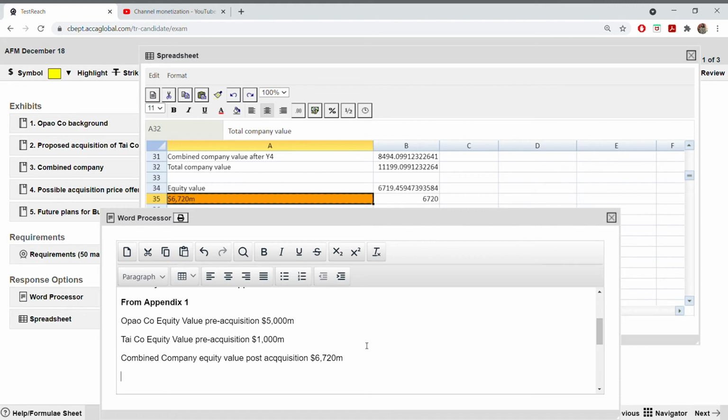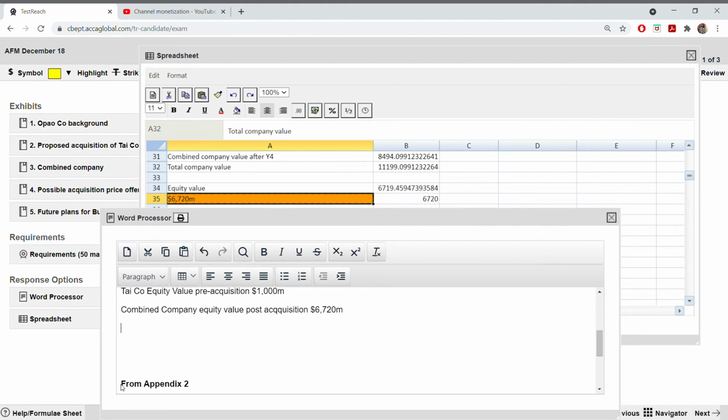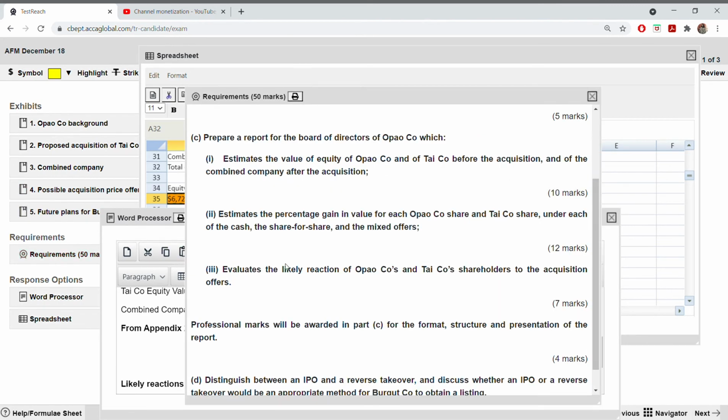Now coming to appendix 2. So appendix 1 is over. Now if I don't need the space, what I can do is just press backspace and it will come. Okay. So now what I'm going to do here, you can just put it there also, it does not matter. Appendix 2. Read the requirements always. Percentage gain in value for each of the shares under the 3 methods.